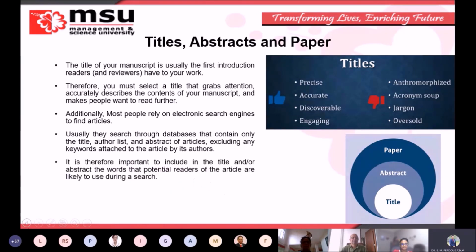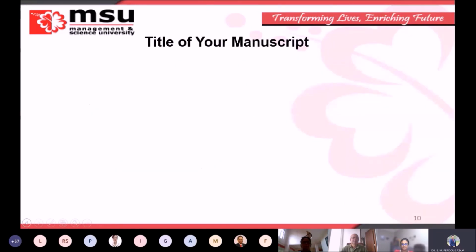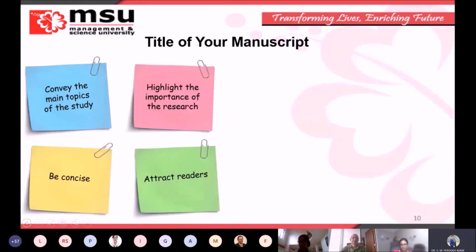The next one is called, it is important. Yes, we have discussed that. Now, title of the manuscript, make sure that it conveys the main topic of the study. Again, I would like to remind you, title and topic are not the same thing. Even though we use them interchangeably, in actual fact, topic and title are not the same thing. Topic is basically a little broader concept, and title is the exact thing that you are doing, which is written on top of your manuscript.